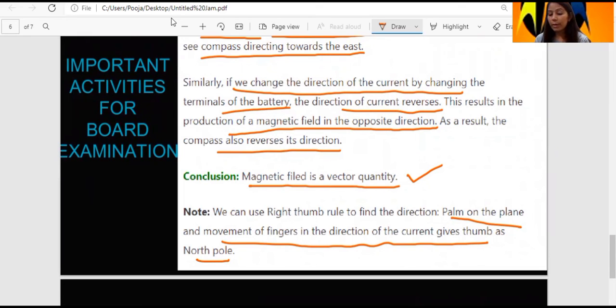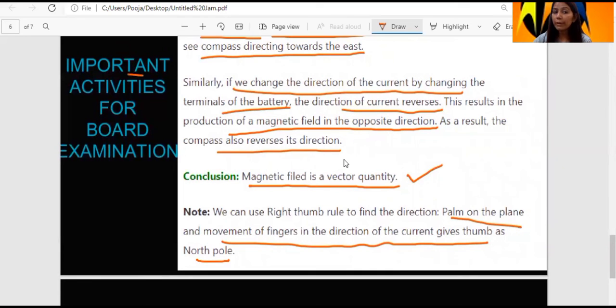So with that, we have the right hand thumb rule in the last. In the right hand thumb rule, we hold a conducting wire in the right hand such that the thumb represents the direction of the current and the curl of the fingers represents the direction of the magnetic field. If the current lies in the upward direction, the magnetic field is always in the anti-clockwise direction. When the current is lying in the downward direction, the magnetic field always lies in the clockwise direction. So this is what we had about today's activities number 13.3 and 13.4.